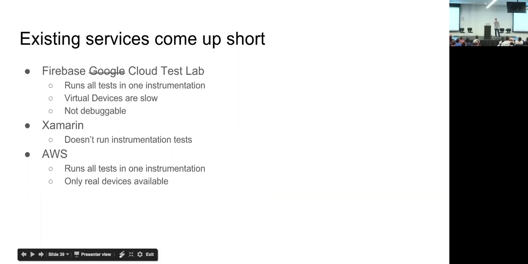So Firebase, everything is called Firebase at Google, but it runs all your tests in one instrumentation, still a problem. They do have virtual devices, which is pretty cool, but they're very slow, for some reason much slower than physical devices. And debuggability is terrible. You get one big logcat for all your tests. There's a video feature, but it's, again, one big video for all tests. Not good. Xamarin and AWS suffer from problems too.